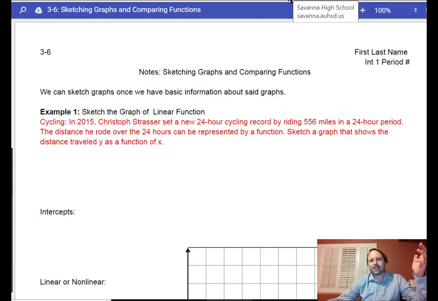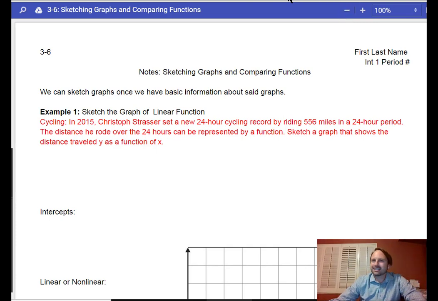Welcome to Integrated 1. We're going to be discussing Module 3, Section 6, Sketching Graphs and Comparing Functions, where we will sketch graphs and compare functions. So we're going to sketch the graph of this linear function, cycling. In 2015, Gustav Strasser set a new 24-hour cycling record by riding 556 miles in a 24-hour period. The distance he rode over 24 hours can be represented as a function. Sketch a graph that shows the distance traveled, y, as a function of x.